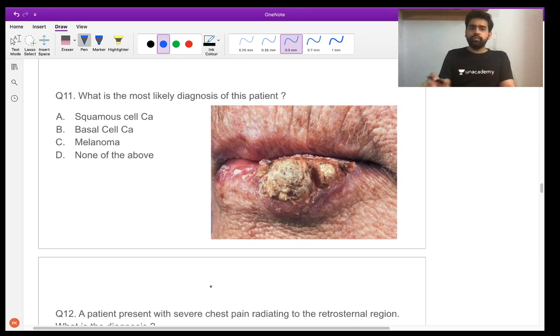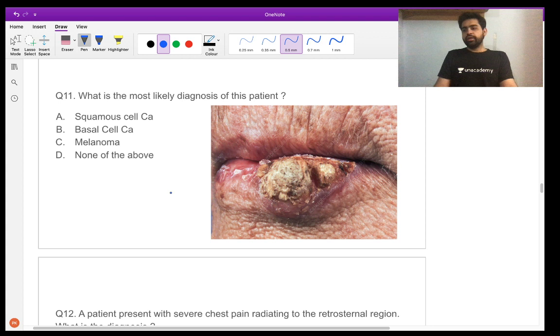Now, what is the most likely diagnosis of this particular patient? Is it a squamous cell carcinoma, basal cell carcinoma, melanoma, or none of the above? Very simple question. Please answer it fast. What is the most likely diagnosis of this particular patient? No other information is given, just the image. I'm waiting for your answers, guys.